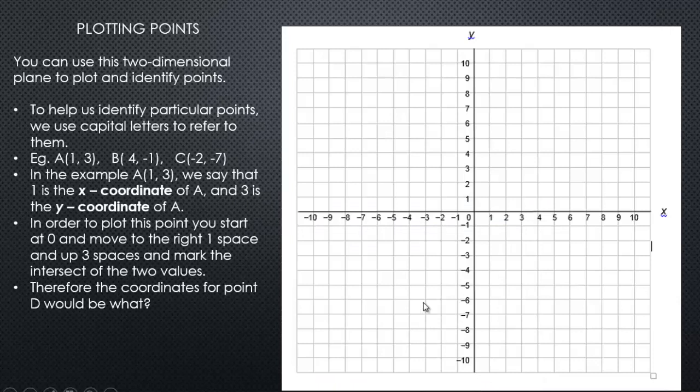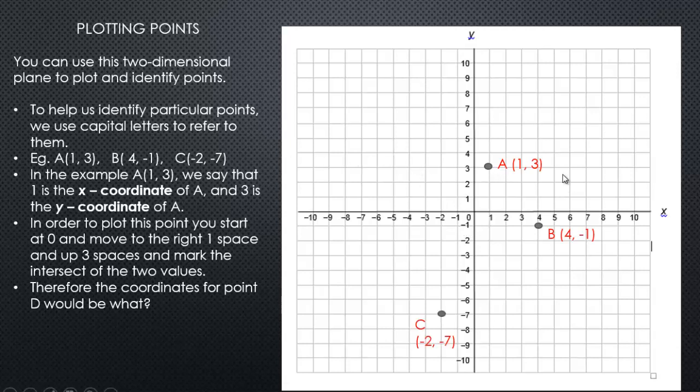When you plot your points, you can use this two-dimensional plane to plot and identify any points. To help us identify particular points, we use capital letters to refer to them. So in this example, A here, which is point 1, 3. So you go to the right 1 and then up 3 and put your point there. B at 4 and -1, and C at -2, -7.